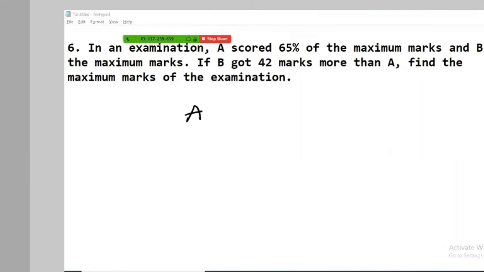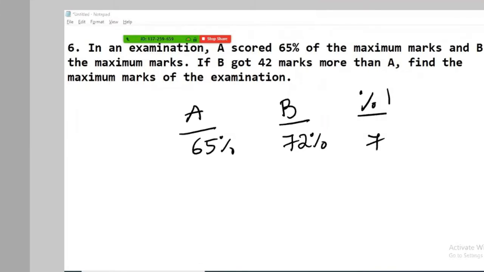So A scored 65%, B scored 72% of maximum marks. If B got 42 marks more than A. Now look at here, A and B. So B got how much percent more than A? 7%. How many more marks? 42. So then 7% equals to 42.